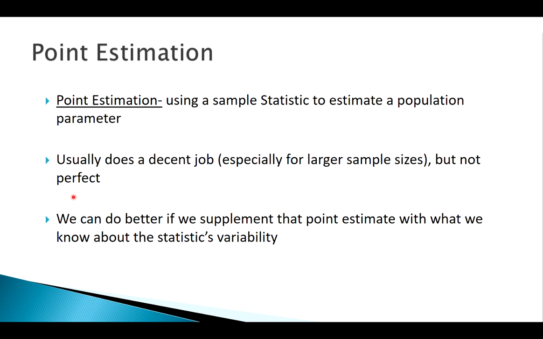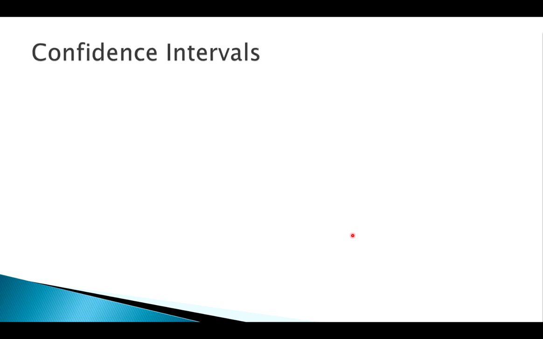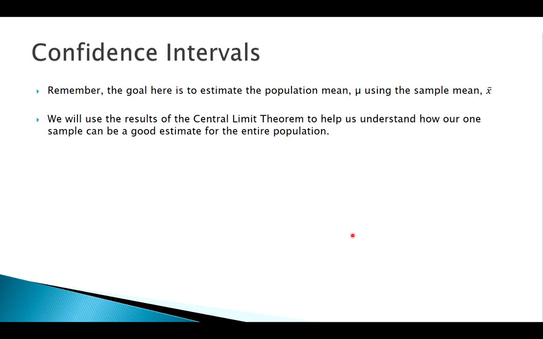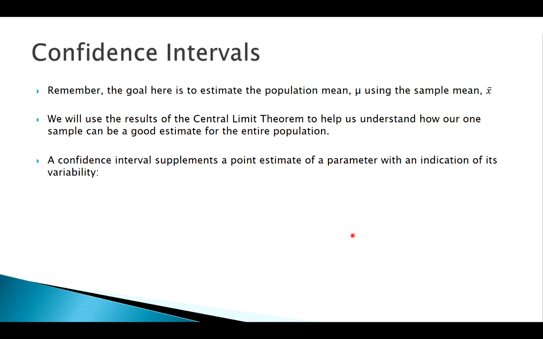Well, we know about the variability, the sampling distribution, and all this stuff about x bar, right? So if we can use what we know about the sampling distribution of x bar, what we know about its variability, we'll use that point estimate and supplement it to create what we call a confidence interval. Remember our goal in this specific case: using x bar to estimate mu. We know all about the central limit theorem, what it tells us about the x bar sampling distribution and x bar's variability.